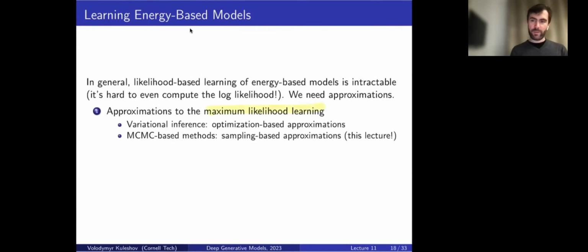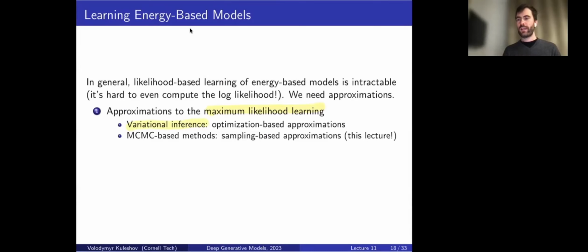One type of approximation still tries to do maximum likelihood learning. We're still going to use likelihood as our objective, but we're going to try to approximate it. And there are two main ways of doing this. One way is based on variational inference. That's something that we have seen in previous lectures.